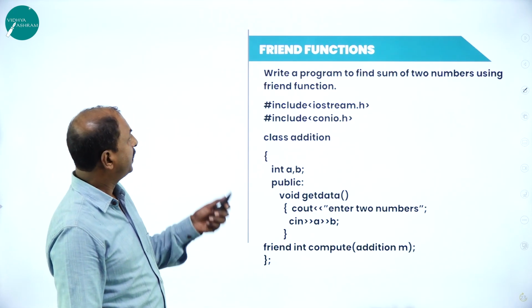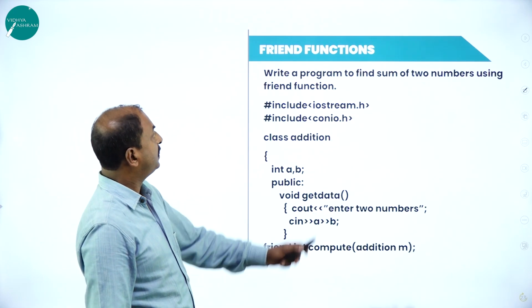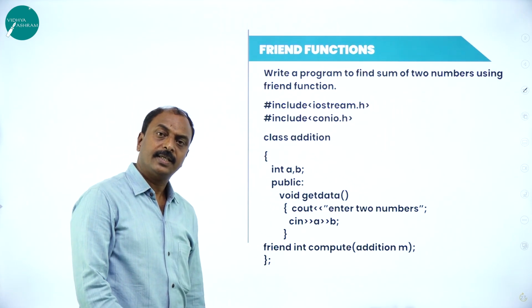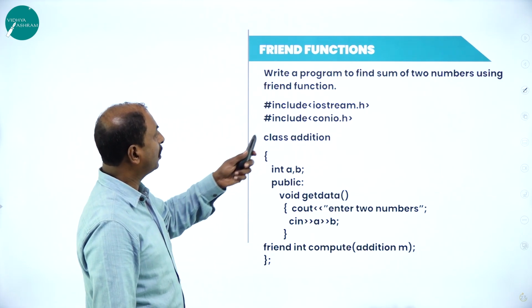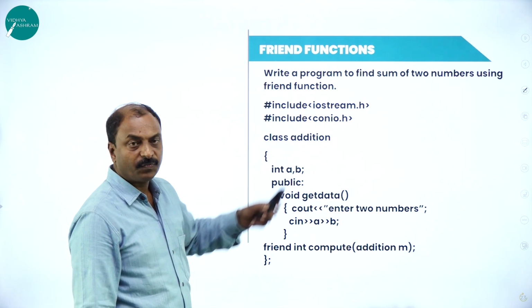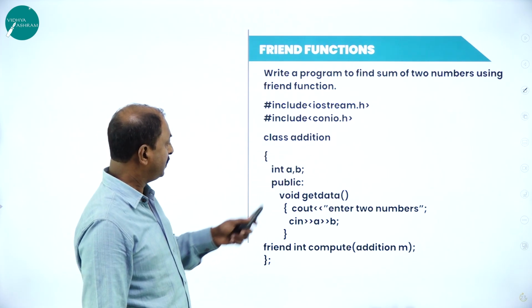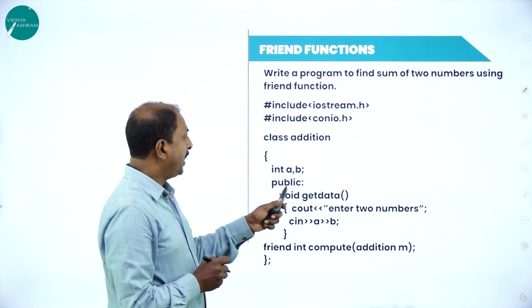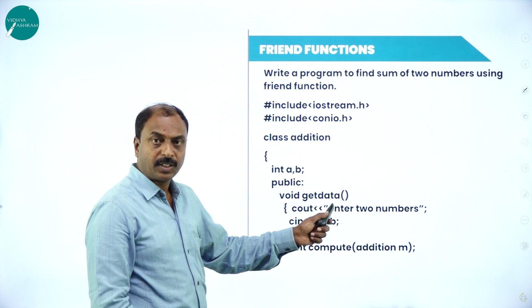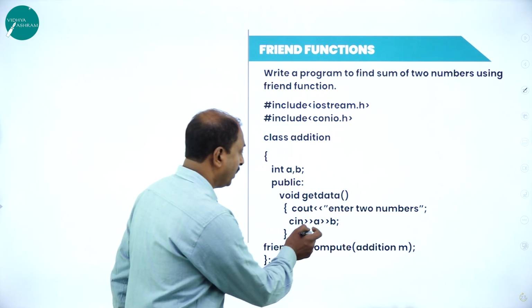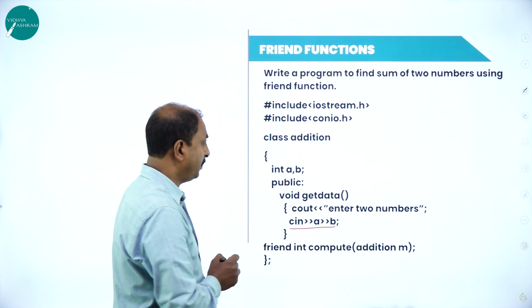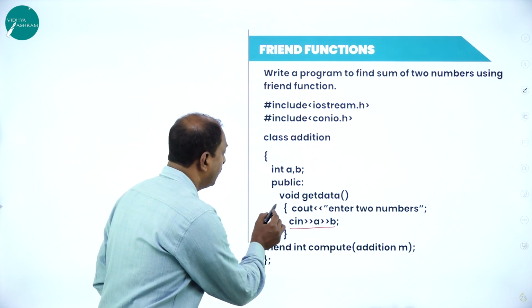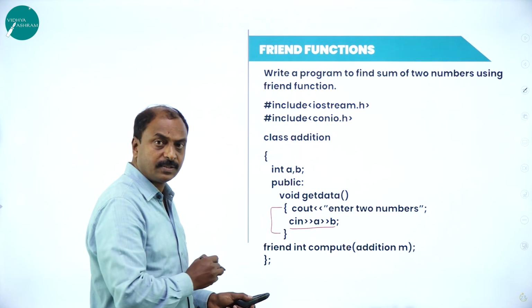Now let us see another example for friend function. This is a program to find the sum of two numbers using a friend function. Another simple example. The program starts with the header files, then class declaration, class addition, and here the class ends. Variables int a, b. Under public we have getData, a normal function. We are accepting the input, two values of the variables a and b. We are closing the function. So this normal function ends here.